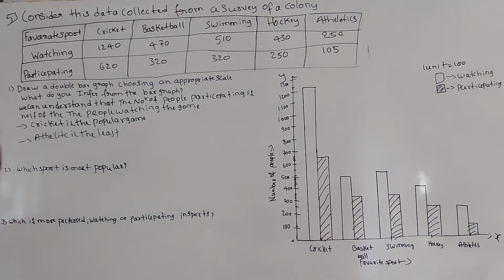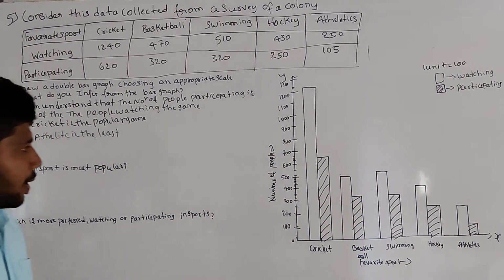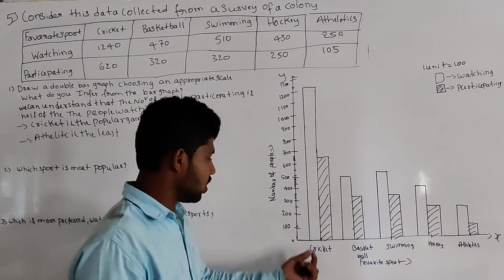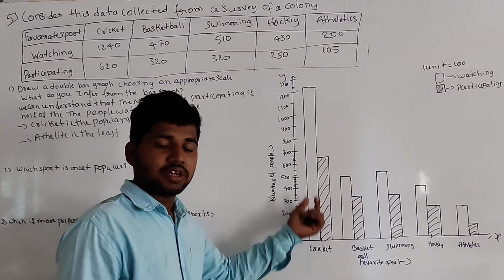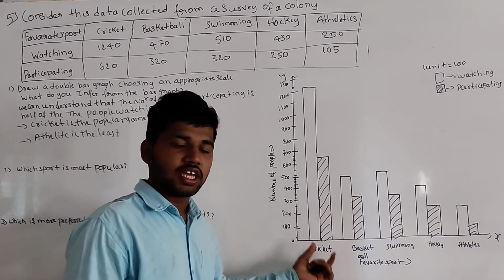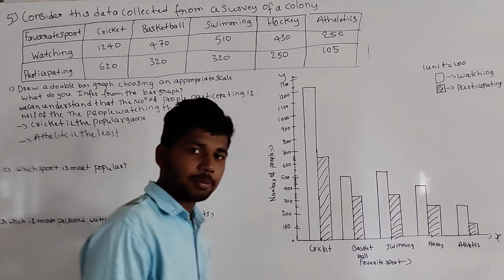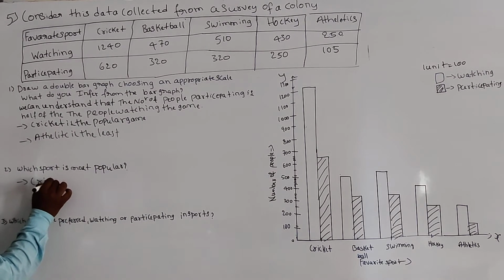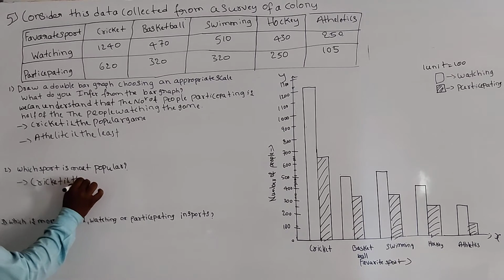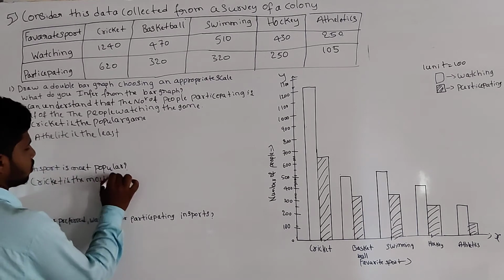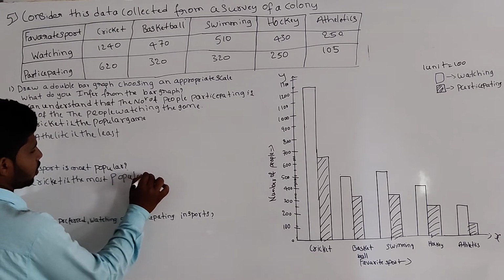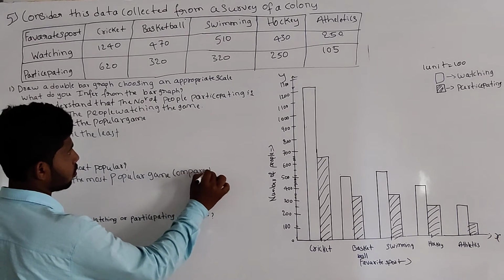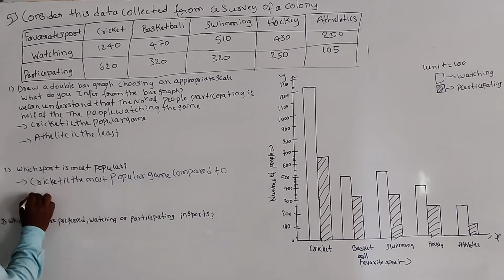And coming to the second question, which sport is most popular? By seeing the bar graph, we can understand that cricket is the most popular game, because the number of people watching the game is high, and the number of people participating is high compared to the other games. Cricket is the most popular game compared to other games.